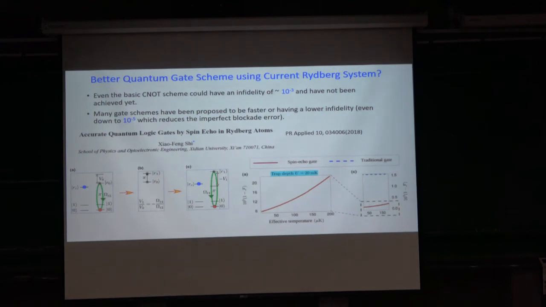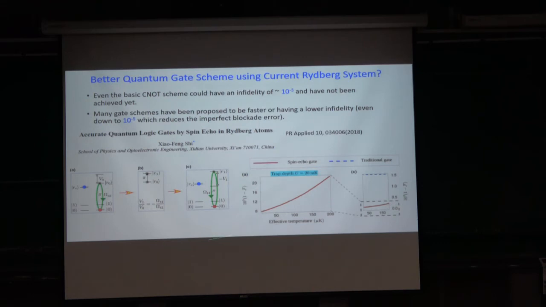And even if you use the current atoms, the current Rydberg system, the basic controlled-NOT scheme's fidelity should be as high as 0.999. And that level has not been reached yet. You can choose some advanced gate scheme to minimize the blockade error. You cannot minimize spontaneous decay that way. For spontaneous decay, you just need to choose a larger n, or colder temperature, or a circular Rydberg state.